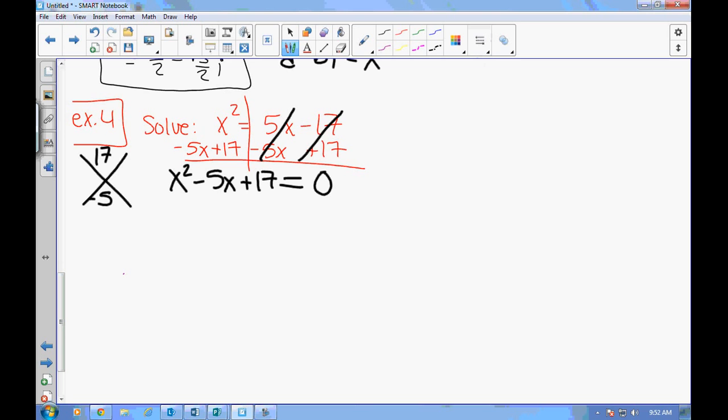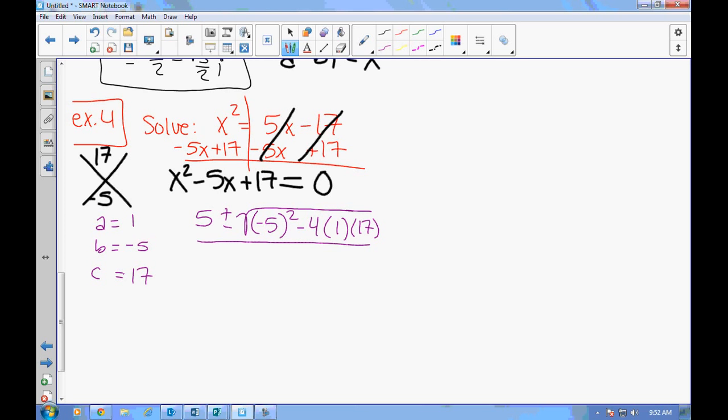Okay, I'm going to go through it really quick. You're probably already at this point. A, B, and C were 1, negative 5, and 17, right? And we plug in and we get negative, negative 5, which is positive 5, plus or minus the square root. I saw lots of people using parentheses around that negative 5 squared, which is awesome. Minus 4AC. Make sure the square root sign goes all the way across, all over 2a, and this, of course, equals x.